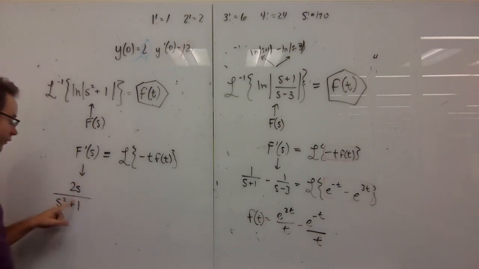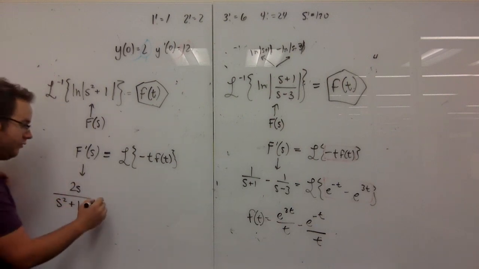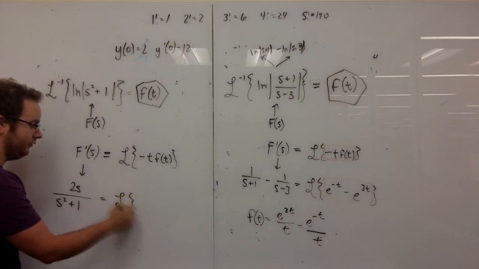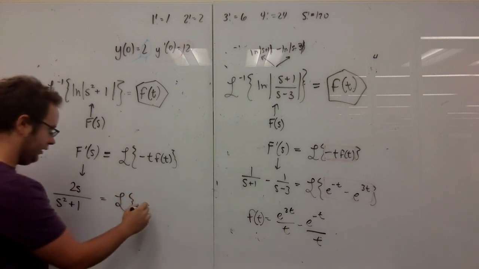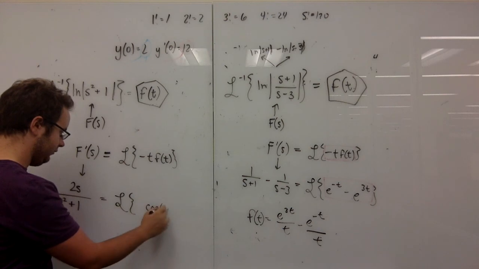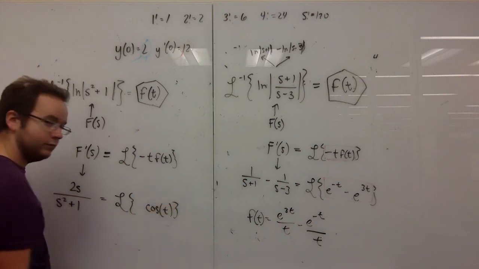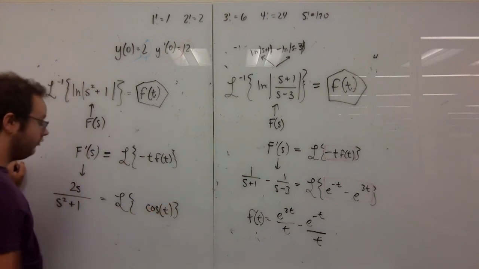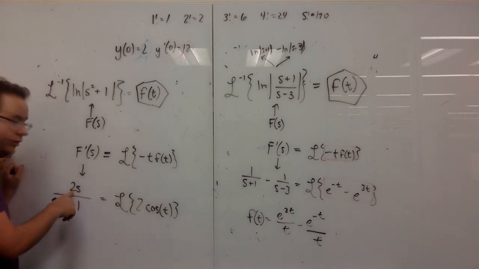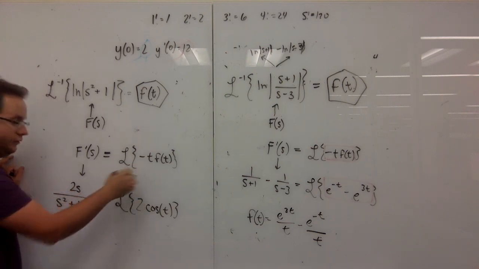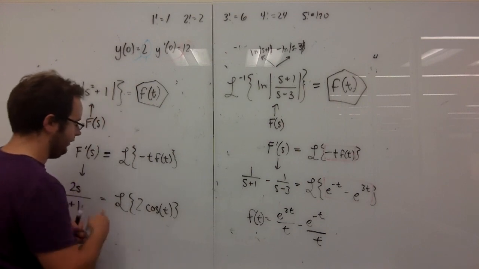What is 2s over s squared plus 1 in terms of Laplace transforms that you know? It's the Laplace transform of what? Cosine of t. We're missing something. 2, right? There's a 2 here that's not normally there for a cosine. So now we have a match. These are equal.